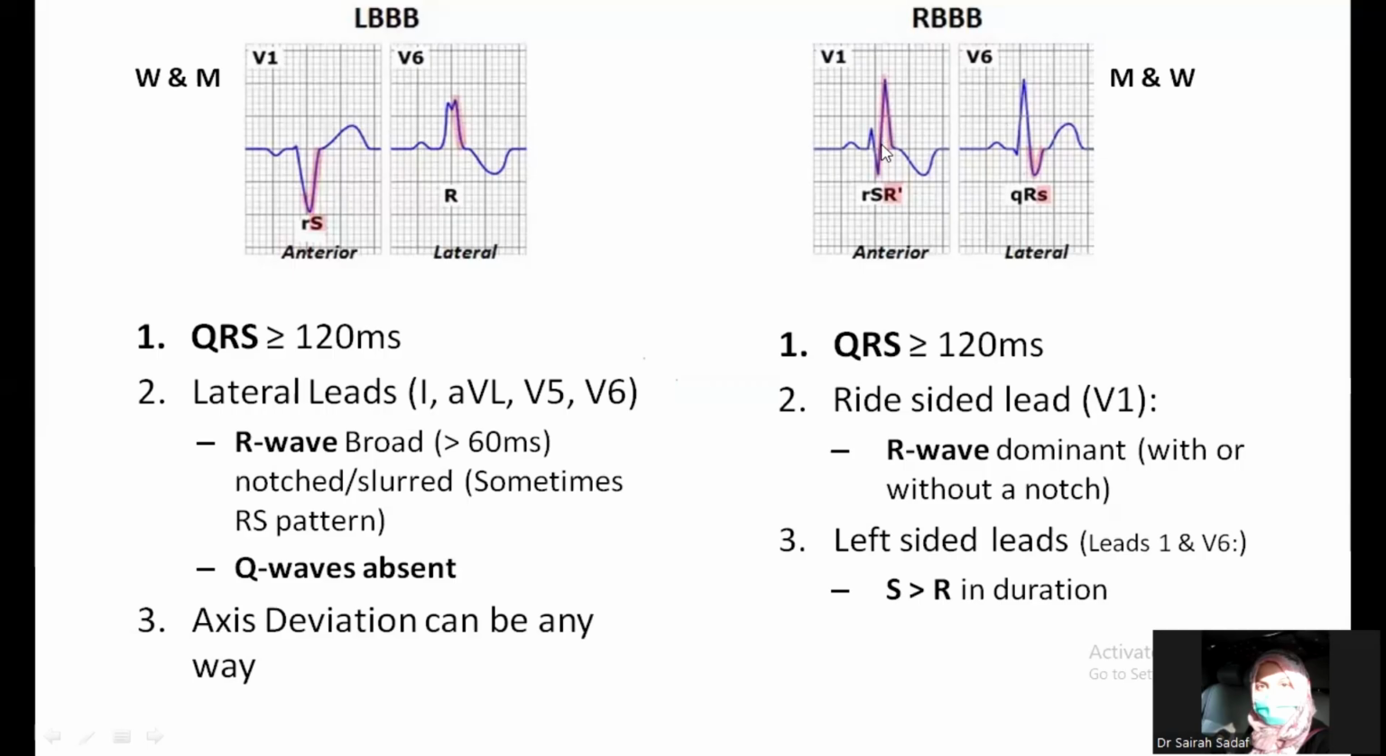V1, we will have a more prominent R wave, as you can see. But this will not be a regular R wave. So it will be notched or slurred, or you can say it will be small r, small s, and then with a large R wave. The second R wave, R prime, we have already discussed yesterday. We call it R prime.